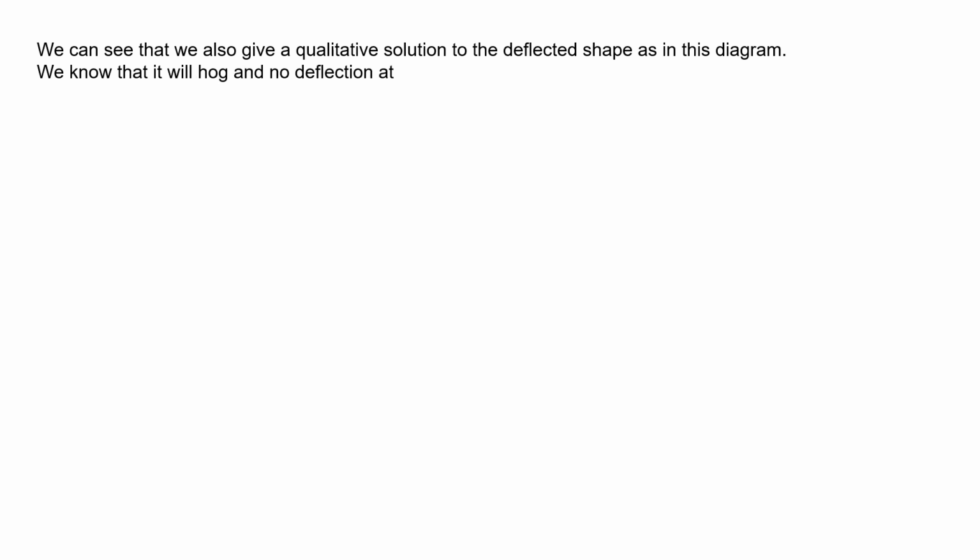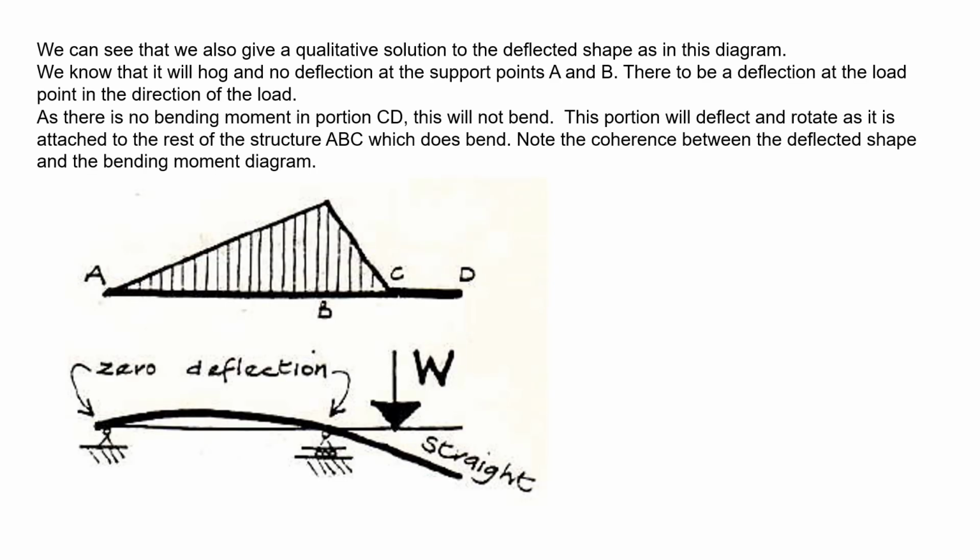We can also give a qualitative solution to the deflection shape, as in this diagram. We know that it will be hogging between this point and this point, with no deflection at points A and B. That's why there is zero deflection here, and in the load direction it will displace, so there is a deflection at the load point in the direction of the load.